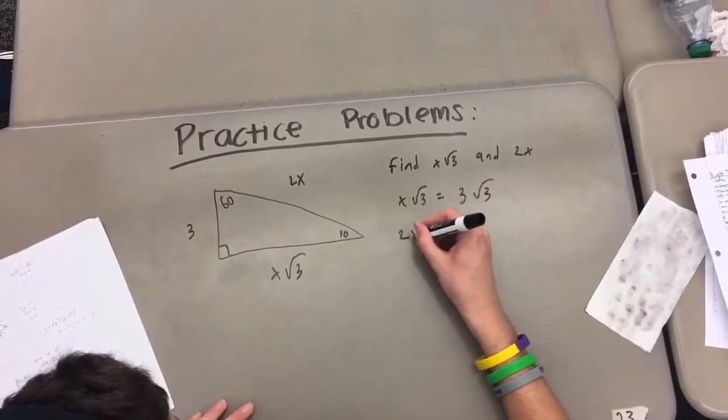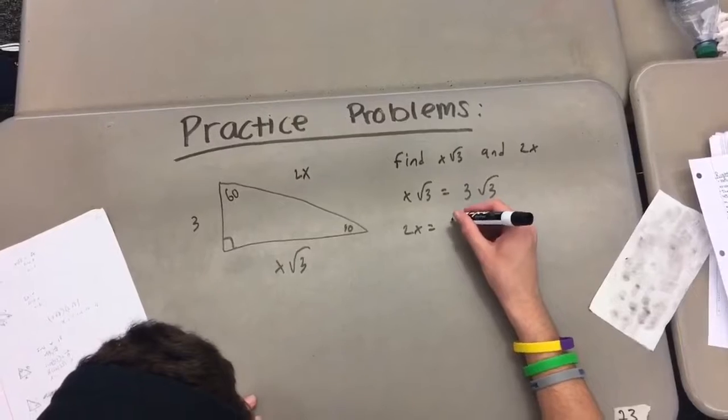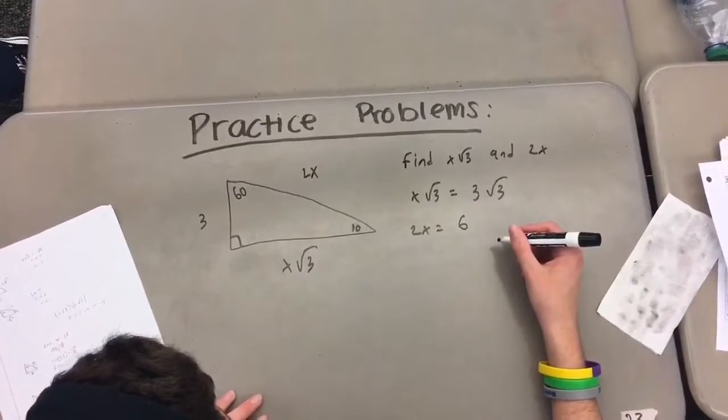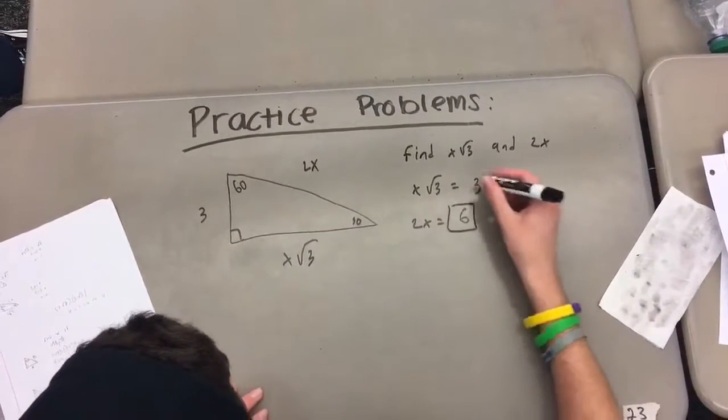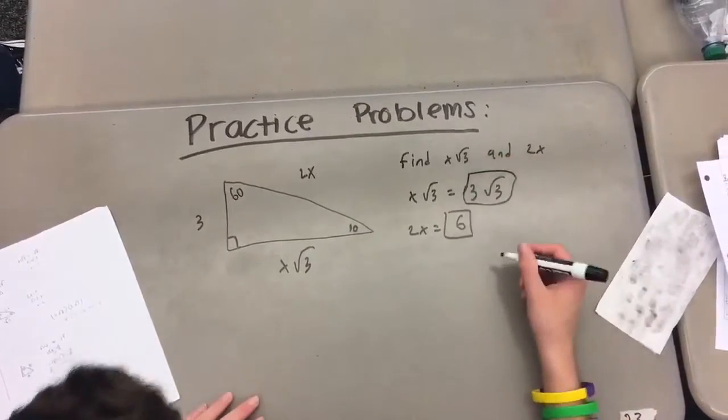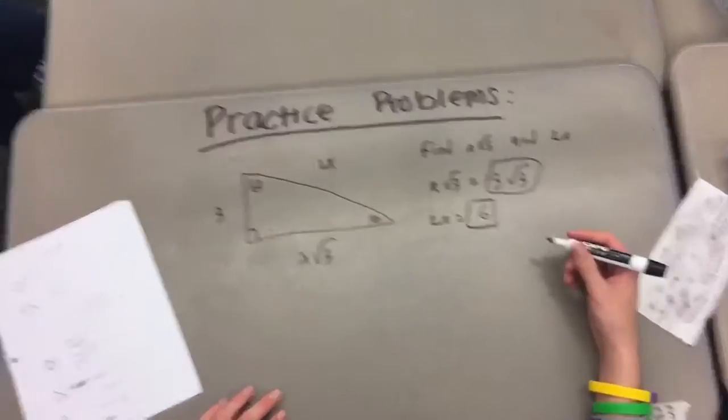And 2x equals 6, because when you multiply 3 and 2 together, you get 6. So the answer is 3 radical 3 and 6.